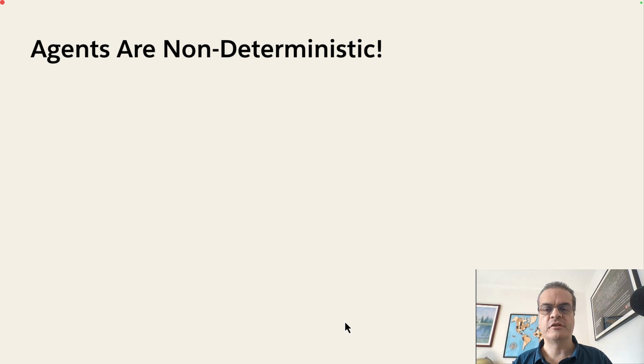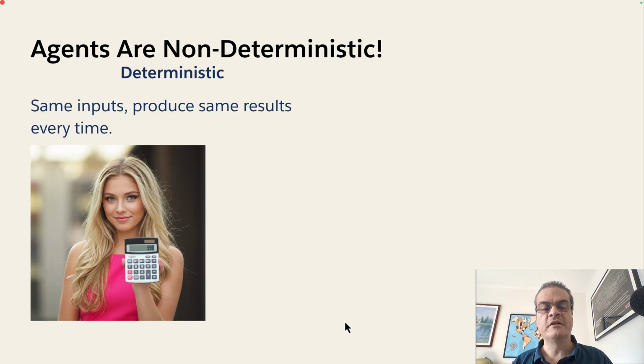Agents are non-deterministic. What does that mean? What does non-deterministic mean? Let me give you a couple examples. Deterministic means that if you have the same inputs, it will produce the same results every single time. You take a calculator, you punch 2 plus 3 equals, and it will always give you the same answer, 5. 2 plus 3 equals 5. Always. If it is in the morning, in the evening, it's raining, if it is not raining, doesn't matter. It's always going to be the same results.